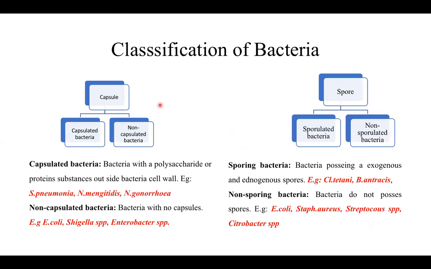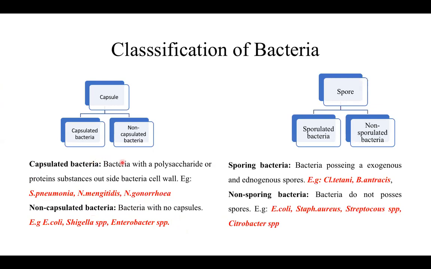The classification of bacteria based on the presence of capsules outside the cell wall, or based on the presence of spores. Based on the presence of capsules, the bacteria are broadly categorized into two groups, capsulated bacteria and non-capsulated bacteria. Those bacteria which have capsules outside their cell wall are known as capsulated bacteria. Examples are Streptococcus pneumoniae, Neisseria meningitidis, or Neisseria gonorrhoeae. Non-capsulated bacteria do not possess capsules outside their cell membrane. They are Escherichia coli, Shigella, or Enterobacter species.